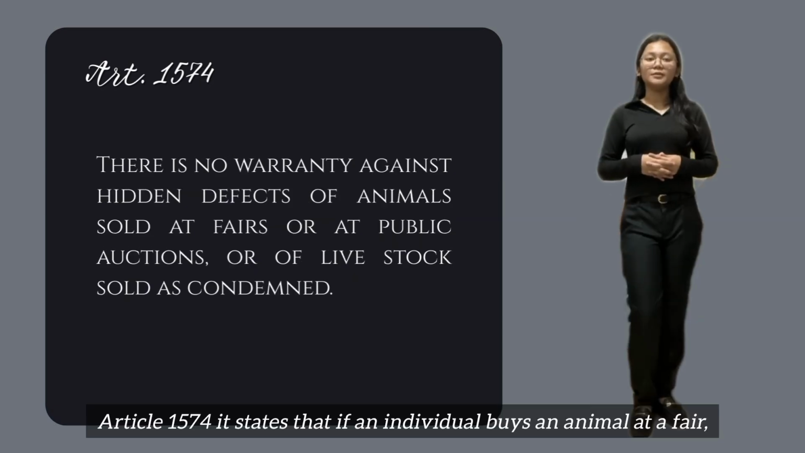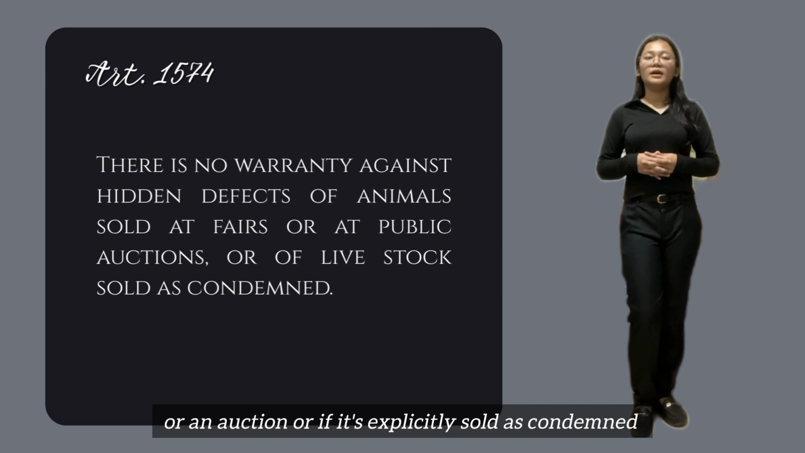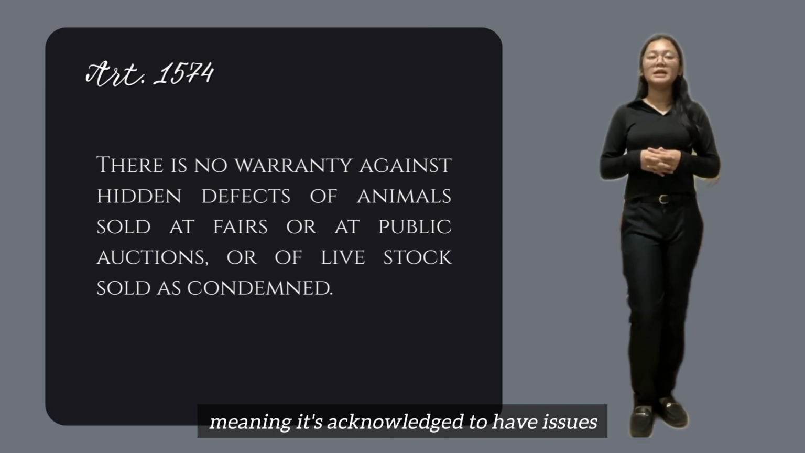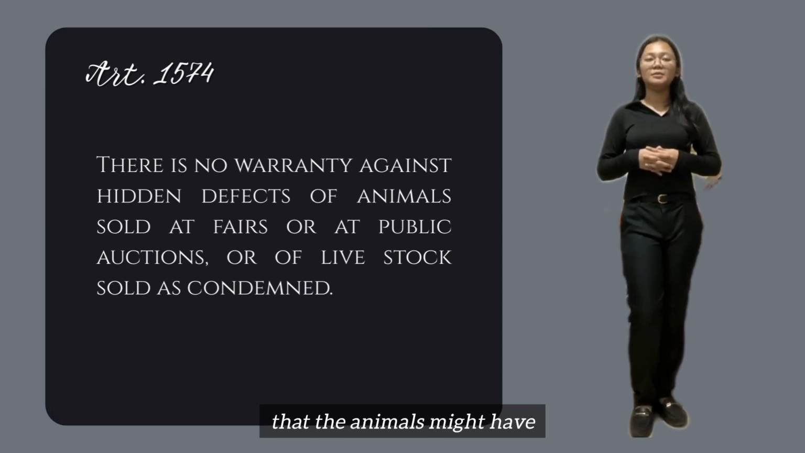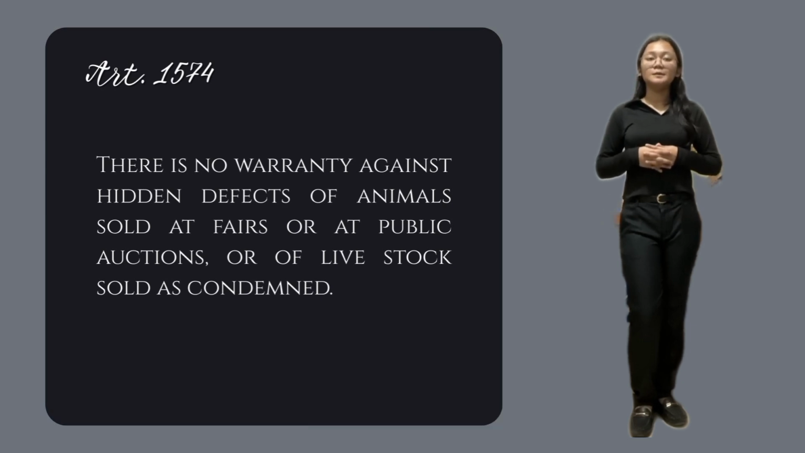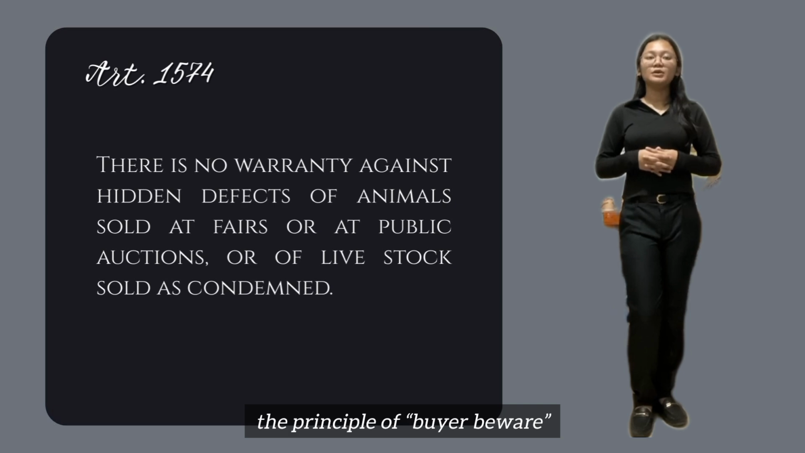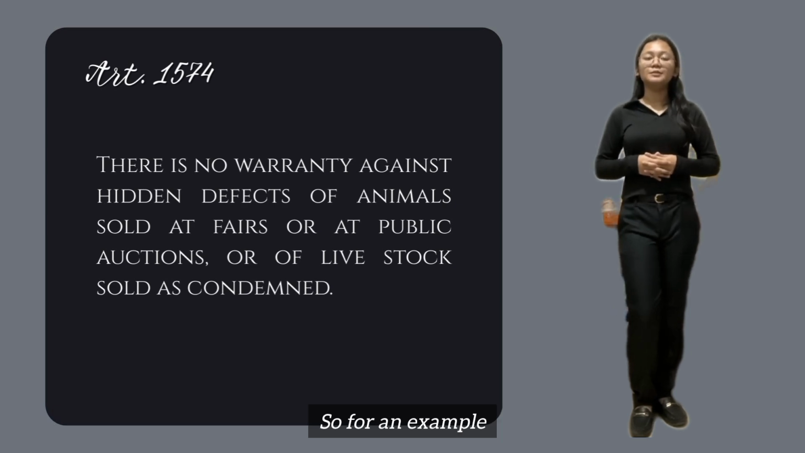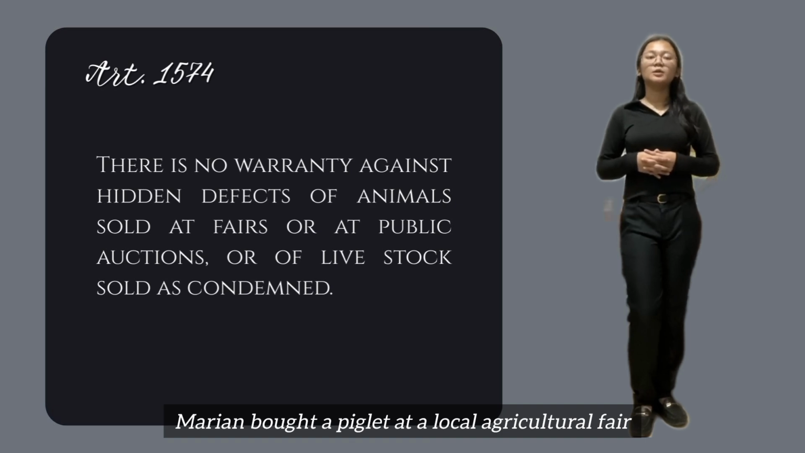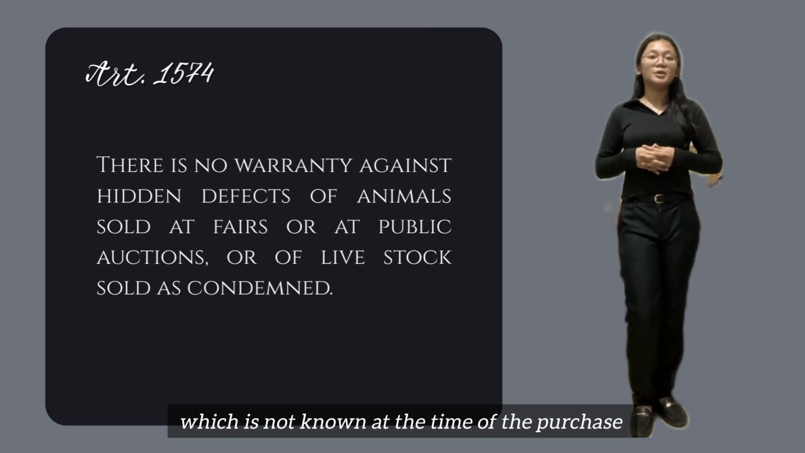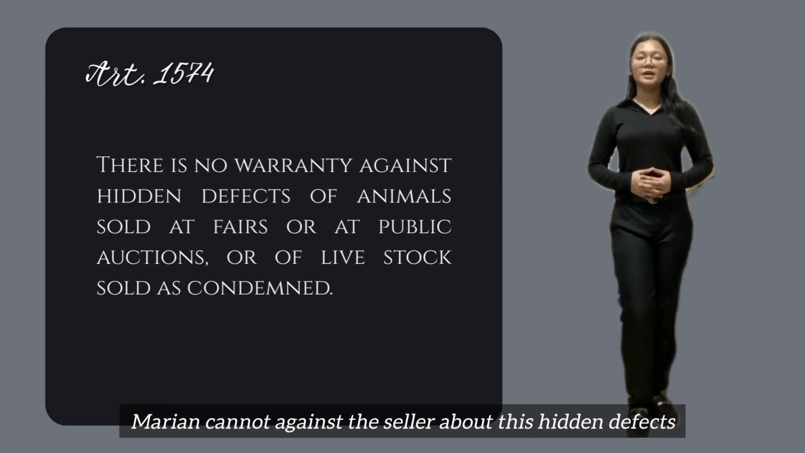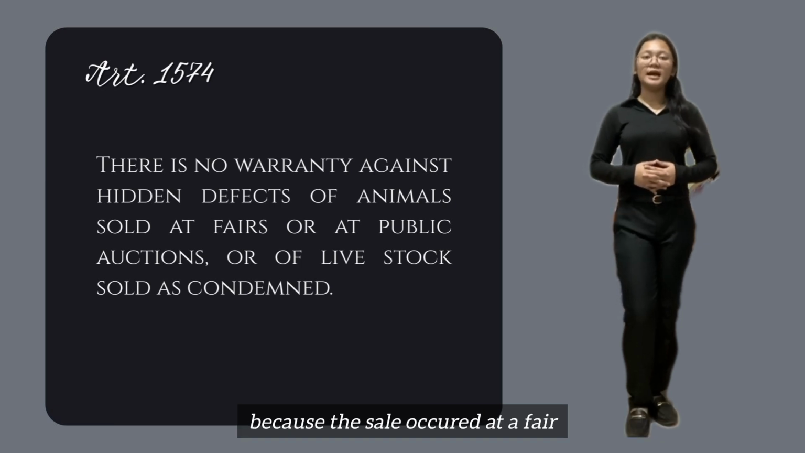In Article 1574, it states that if an individual buys an animal at a fair or an auction, or if it is explicitly sold as condemned, meaning it's acknowledged to have issues, then they cannot hold the seller responsible for the hidden defects that the animals might have. It is specifically emphasized in this article, the principle of buyer beware. So for example, Maria bought a piglet at a local agricultural fair. Then after weeks, she discovered that the piglet has a heart defect, which was not known at the time of the purchase. Maria cannot claim against the seller about these hidden defects because the sale occurred at a fair.